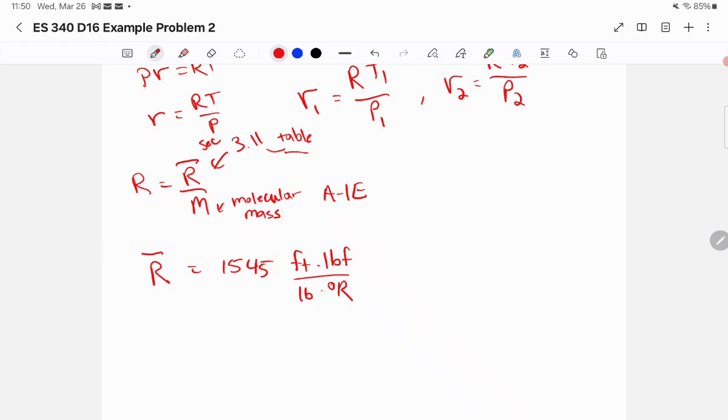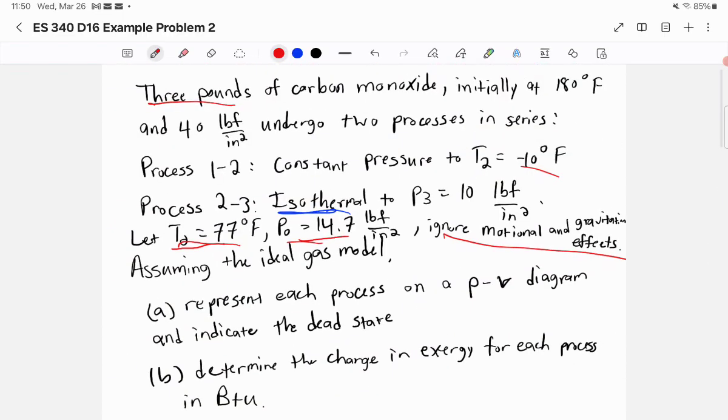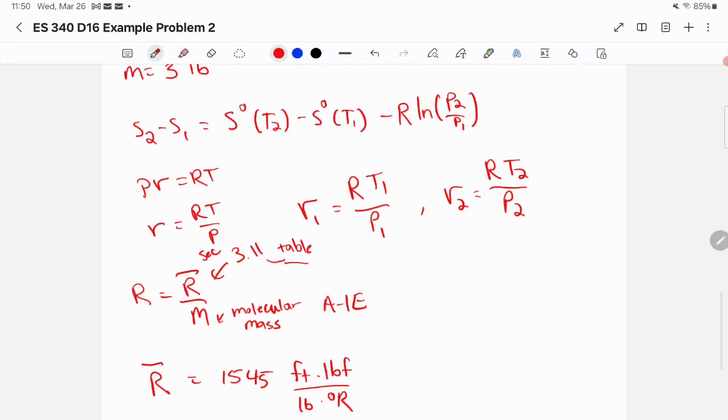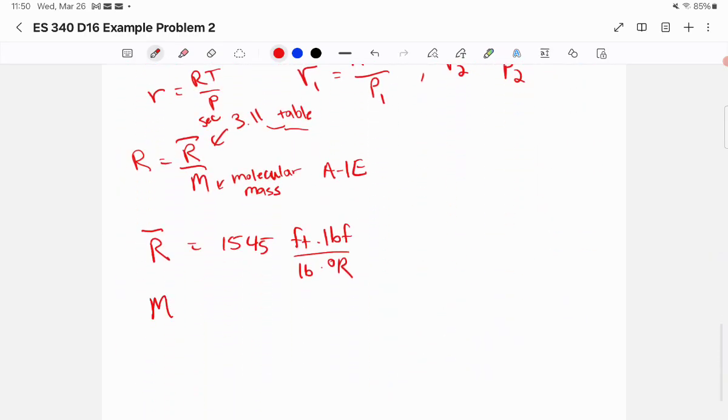Okay, and the thing that we were dealing with is carbon monoxide. So since it's carbon monoxide, you can go and read. What we're going to find is my capital M, again from table A1E, my capital M is going to be 28.01 is going to be the value. Okay, so then what I can do is I can divide this out.